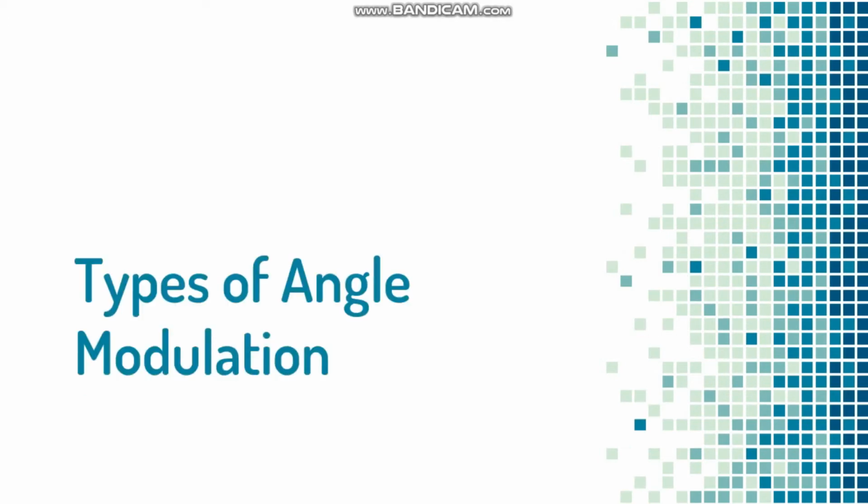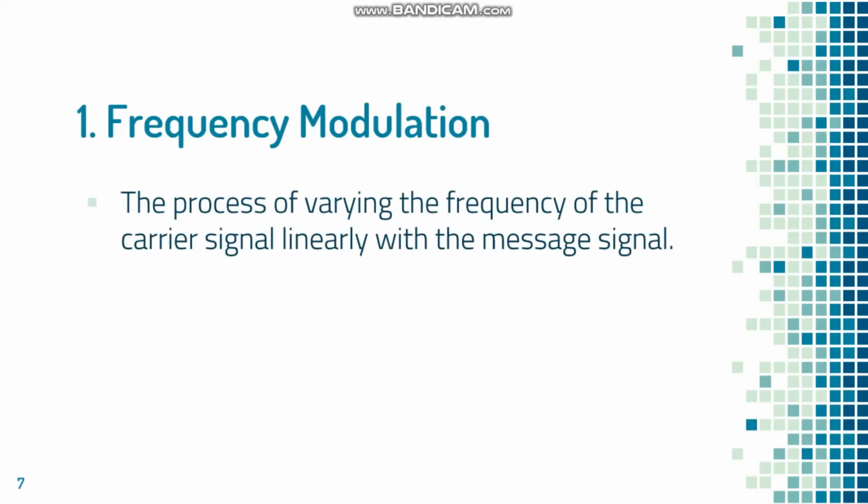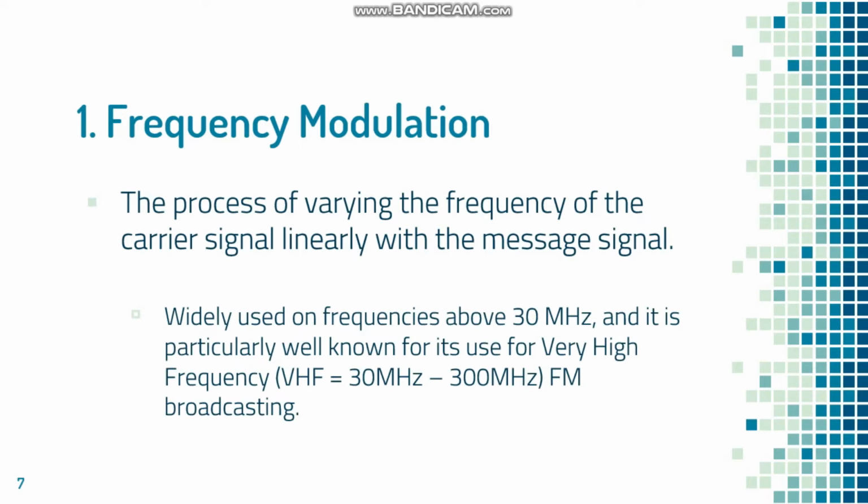So, dako naman tayo sa types of angle modulation. There are 2 main types of angle modulation, which is frequency modulation or FM at phase modulation or PM. So, unahin muna natin yung frequency modulation. Frequency modulation is the process of varying the frequency of the carrier signal linearly with the message signal. So, ang meaning lang na to, parang pag in-increase natin yung amplitude ng modulating signal is tataas yung frequency nung carrier signal. So, it is widely used on frequencies above 30 MHz, and it is particularly well known for its use for very high frequencies or VHF FM broadcasting.